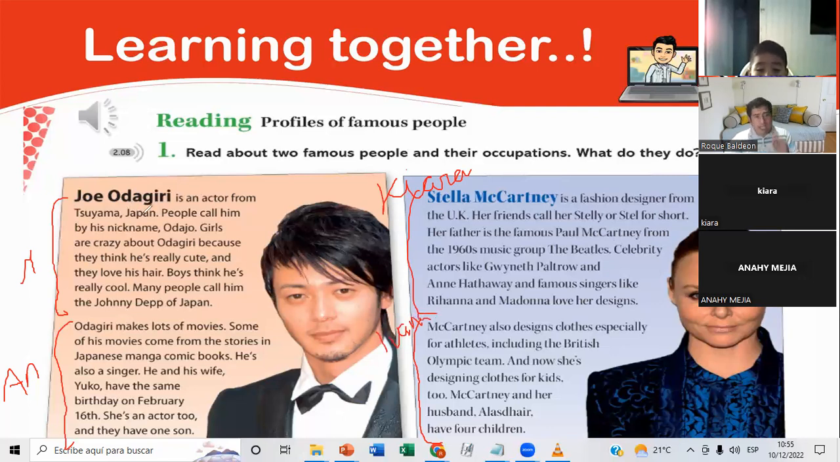Remember, Joe Odagiri, yeah? Joe Odagiri is an actor from Tsuyama, Japan, okay? 1, 2, and 3. Come on, Joe Odagiri is an actor. Continue, please, Matias, read.